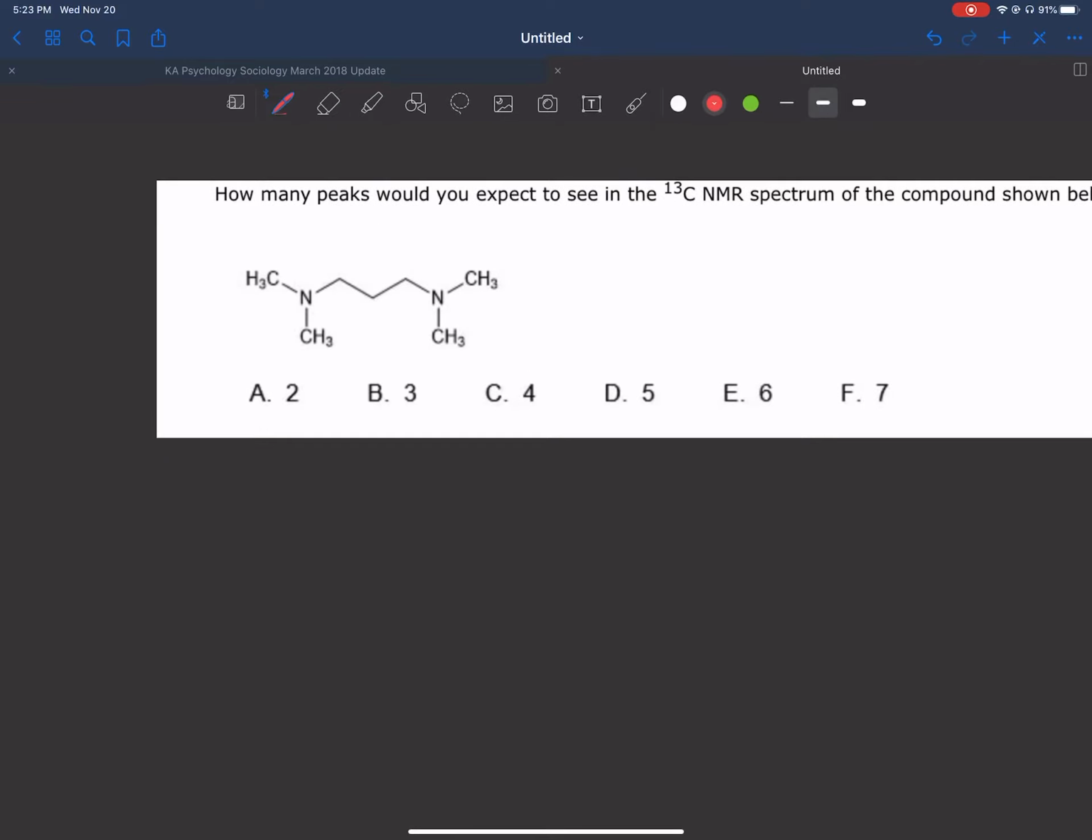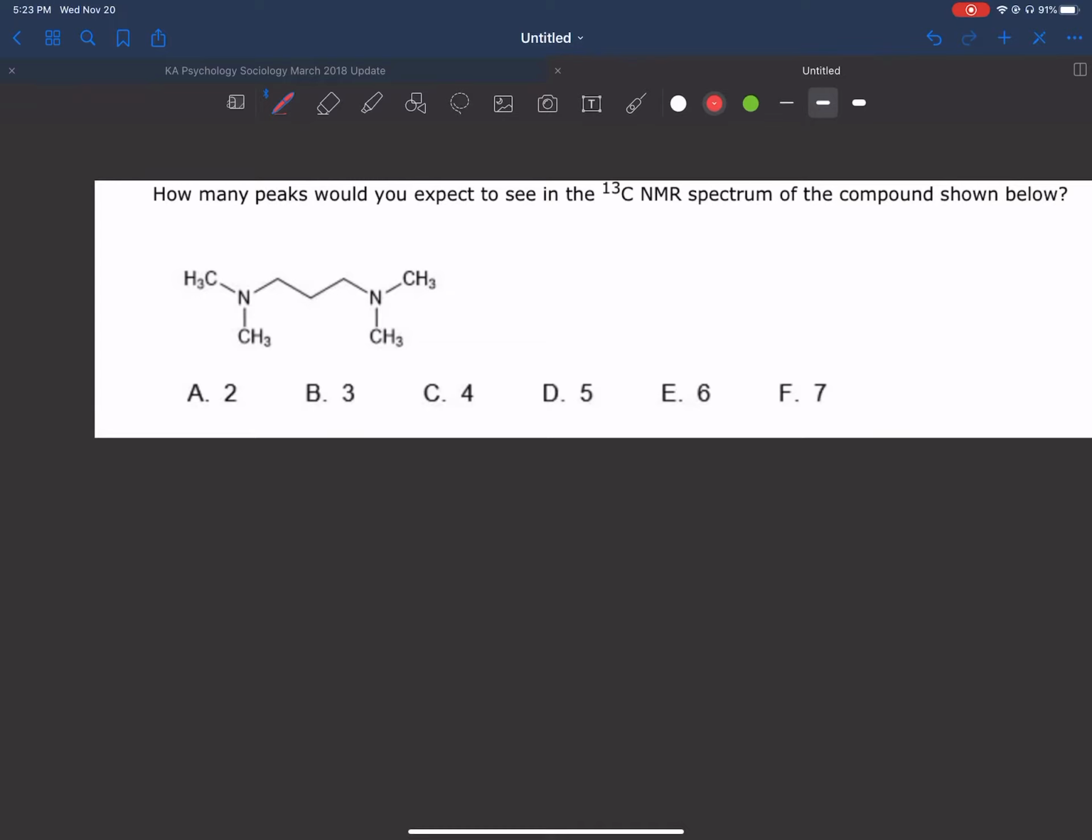So what I'm going to do is identify the amount of unique carbons, and that's going to tell us how many peaks we have in our C-NMR. All right, so let's get started. So let's start with the methyl carbon, this one. All right. So it's bound to a nitrogen, and so we can say that we have that as one unique carbon. All right. So call that 1.